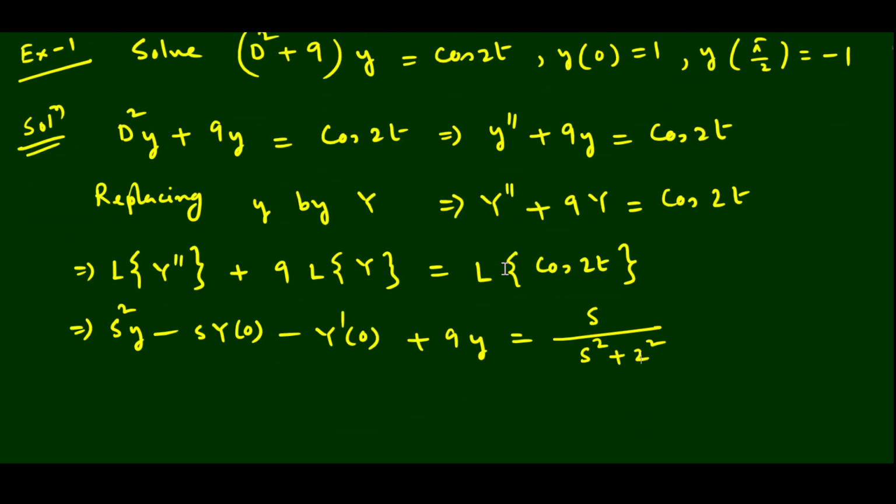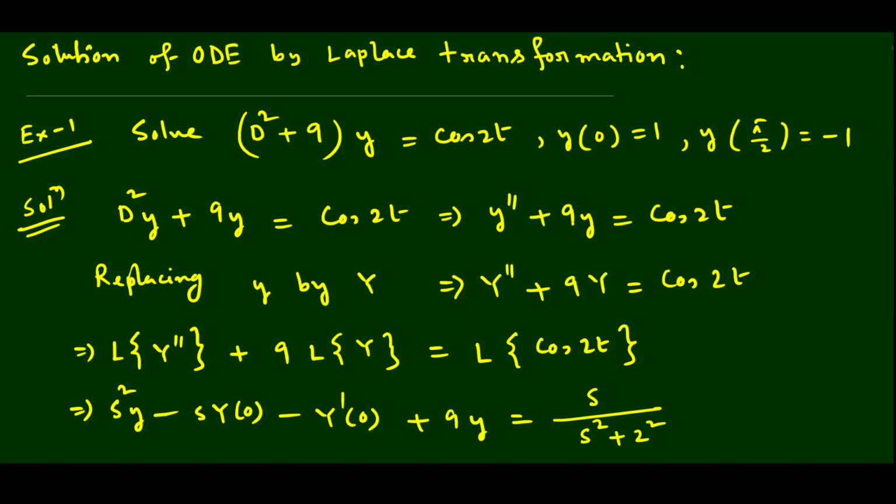Now y of 0 is given in the question. Y of 0 is 1. But we don't know the value of y dash of 0. It is not given. Some another value is given, but this is again for y: y of pi by 2 equals minus 1. That means when t equals pi by 2, y is minus 1.